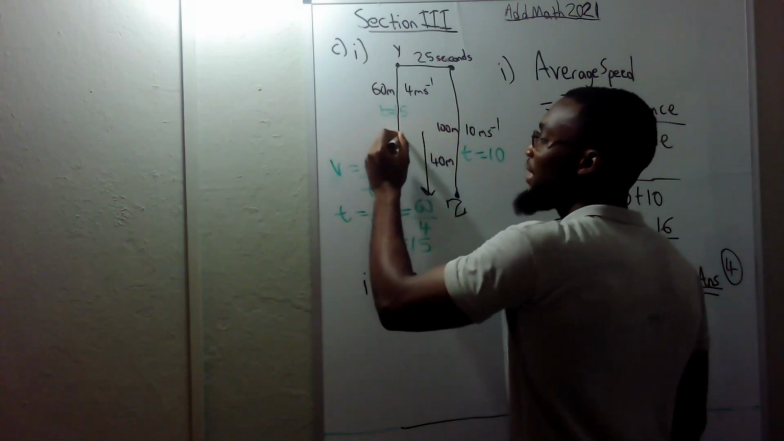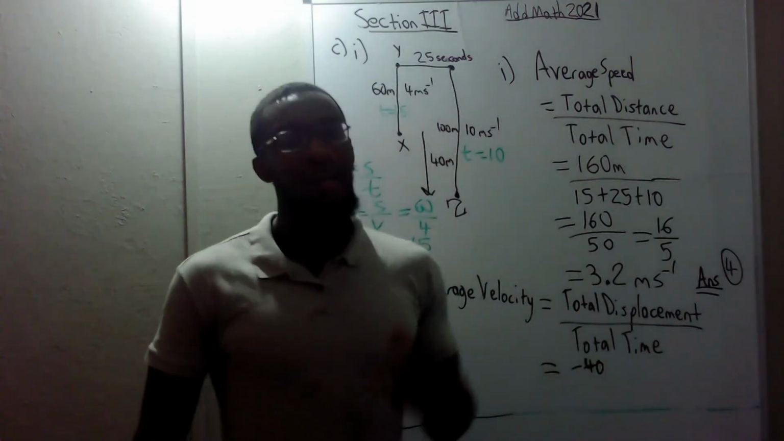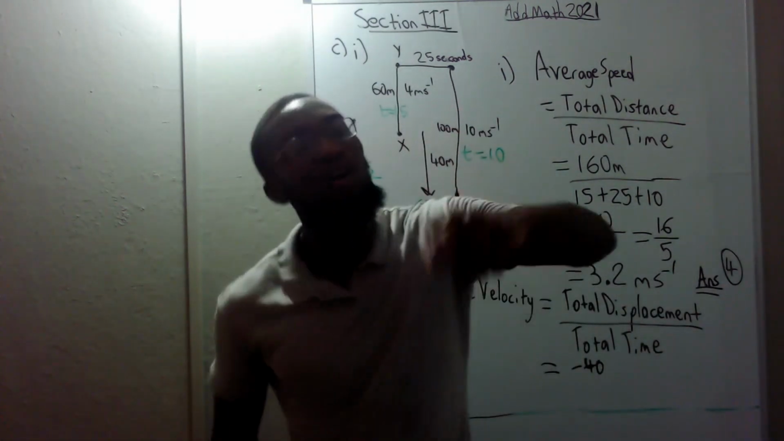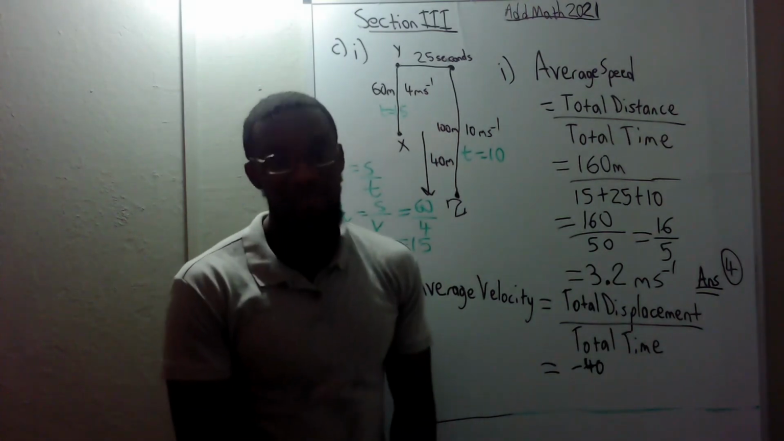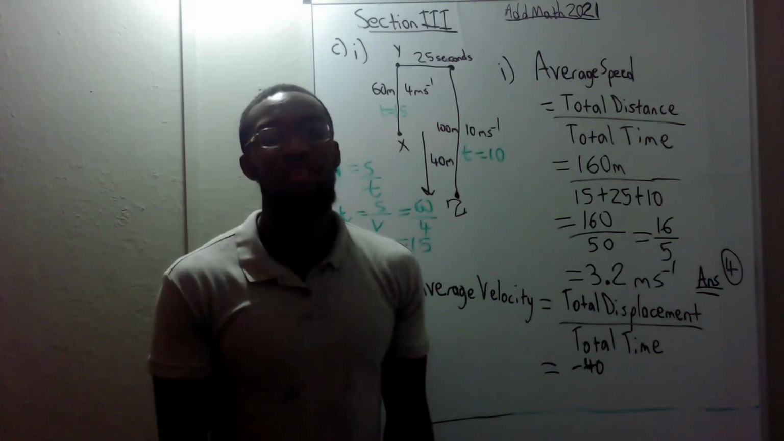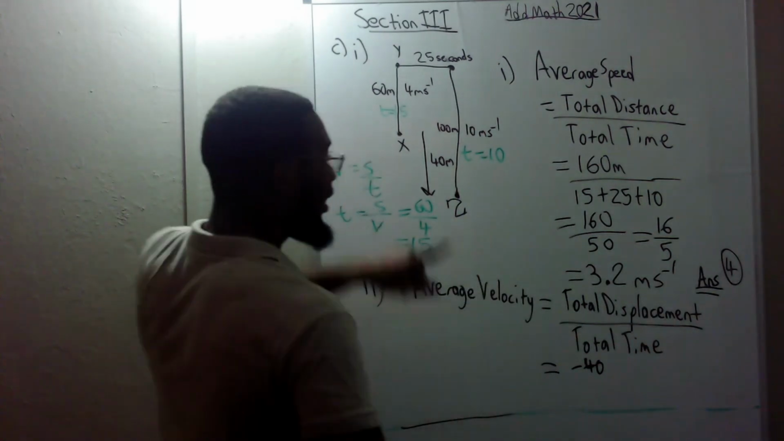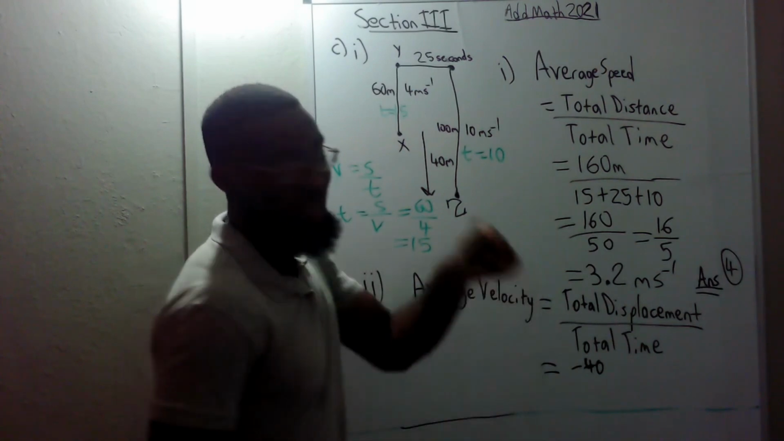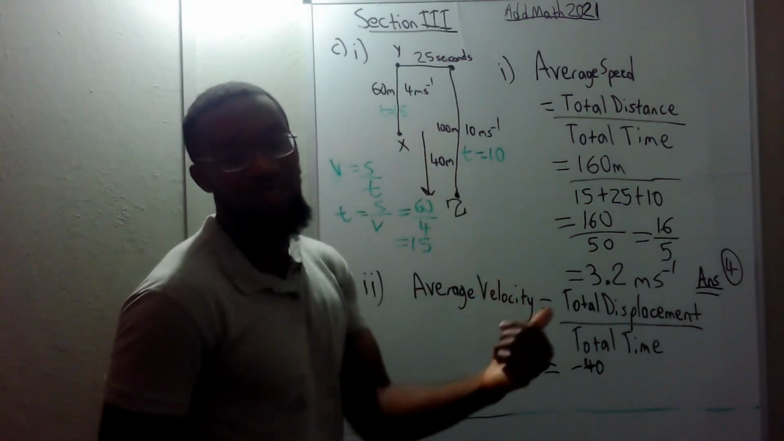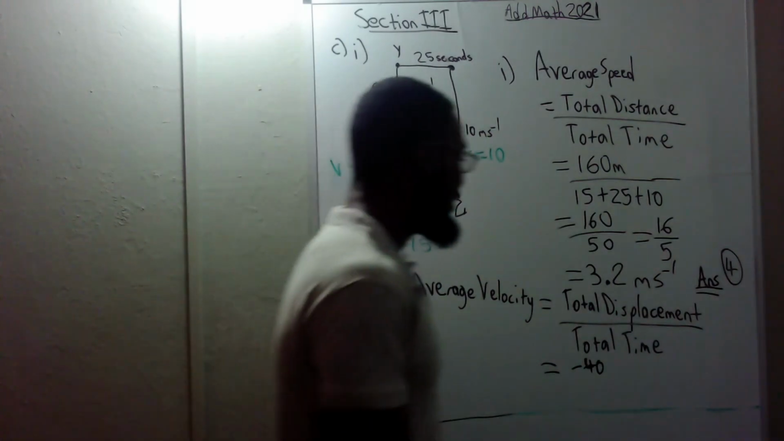It's always with respect to the origin, alright? So if I am here and I walk down there and come back here, I come back to my original spot, that would mean a displacement of 0. But if I walk down there, come back here, and then continue walking, then the displacement would start to be negative. In this case, the displacement is negative 40.